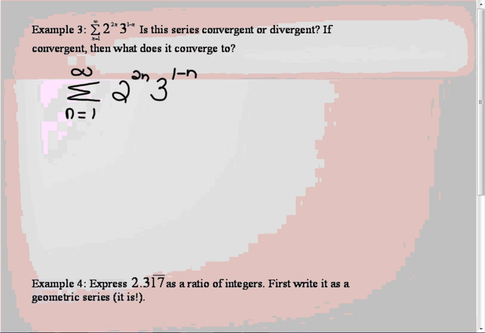The easy way is just to put in n equal to 1 and write out terms. When n equals 1, what's the first term? It's 2 squared times 3 to the 0. So what is that?